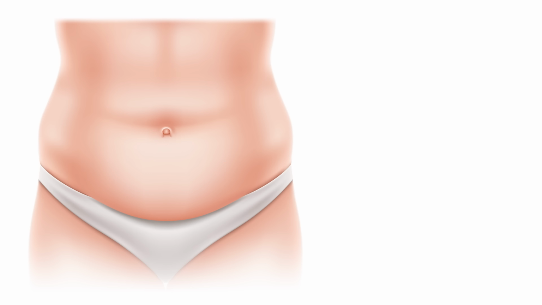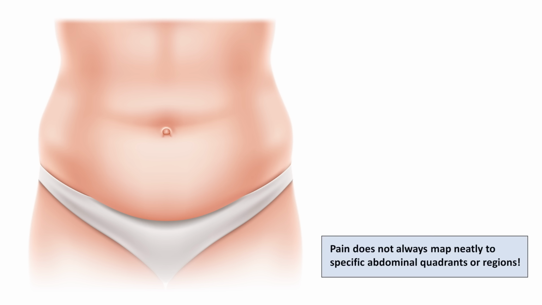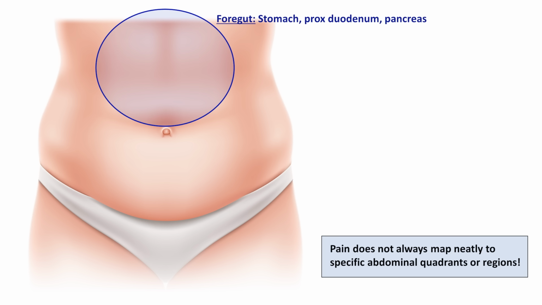Visceral pain fibers poorly localize compared to somatic fibers that innervate the peritoneum. As a consequence, despite the specific anatomic framework I reviewed earlier, pain does not always map neatly to specific abdominal quadrants or regions. For example, visceral pain from foregut structures is most common in the epigastric region, but can be found in either the right or left upper quadrants or near the umbilicus.